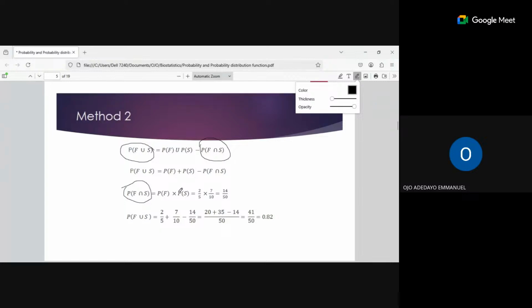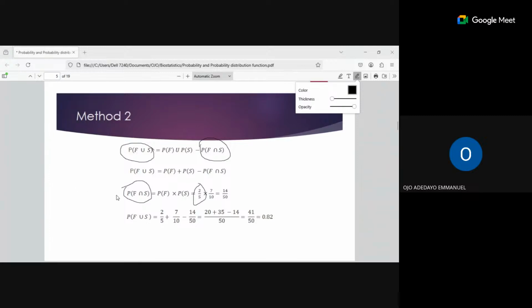So intersection is multiplication. Recall that you have been given the probability of father survive, which is 2 over 5, multiplied by the probability of son survive, which is 7 over 10, which is 14. By the time you do the multiplication, we are going to have 14 over 50.